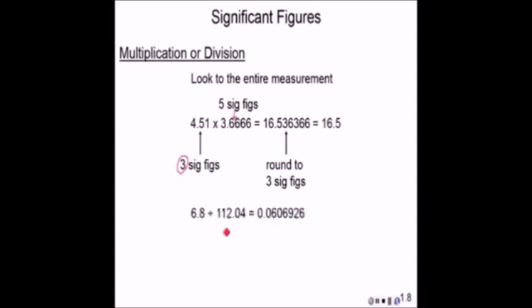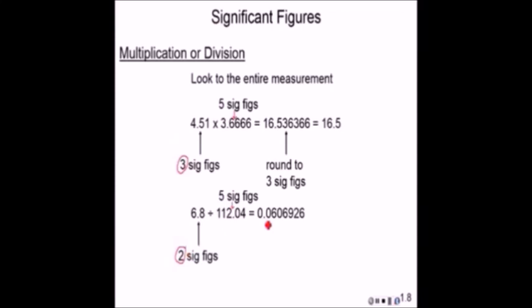Okay, here's one for you to try. 6.8 divided by this gives us that for an answer. How many significant figures should I have in my answer? Well, this is 2, and this is 5. How many should this be? Well, the answer would be 2.